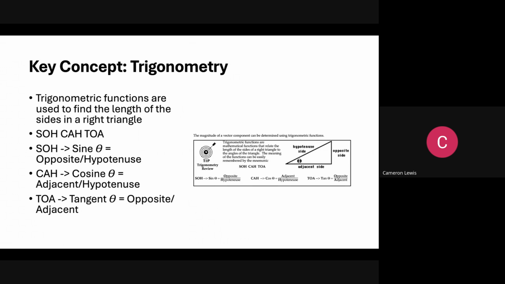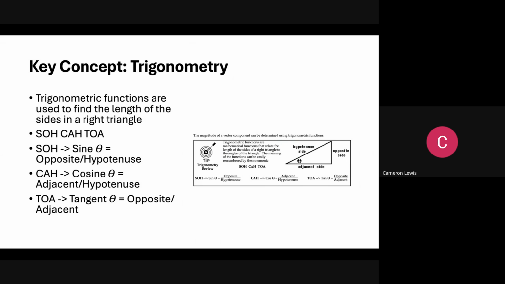Now, this is the part where we're going to get into some math, right? Some of y'all might hate me after today. So I'm bringing you back to trig. Anybody remember trig from algebra 2? No. All right. Well, we're going to learn some trig today.